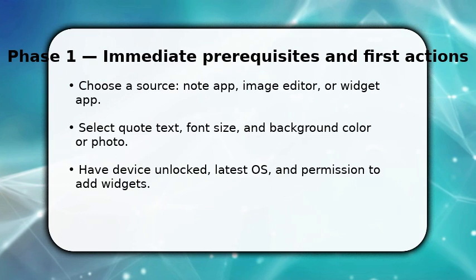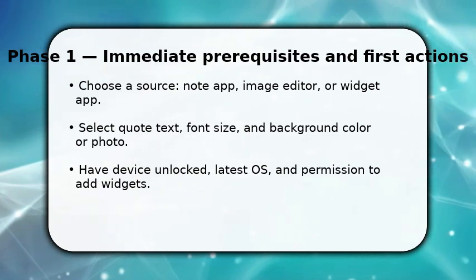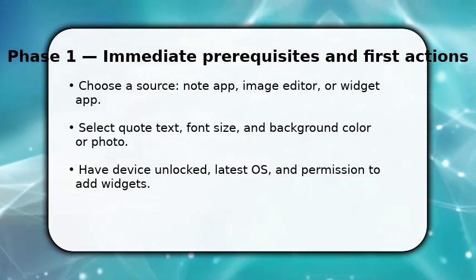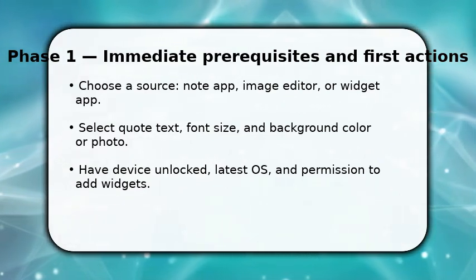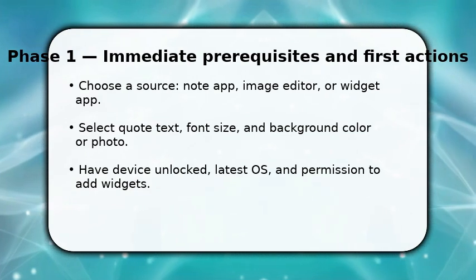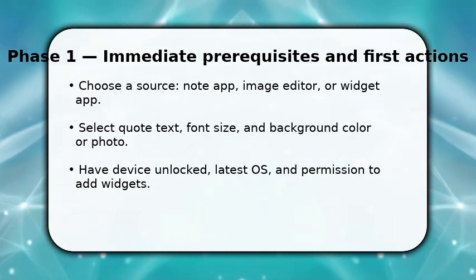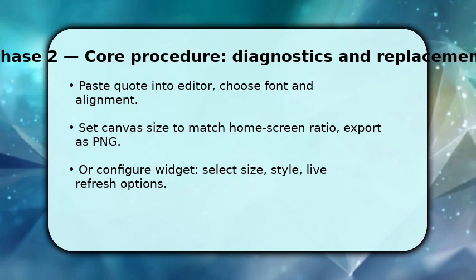Once you have the text, open the app that creates home screen content and grant any permission it asks for. This saves time later. Make sure your device is unlocked and responsive, and keep the quote source ready for the next step. Now you'll make the quote into a visual element.